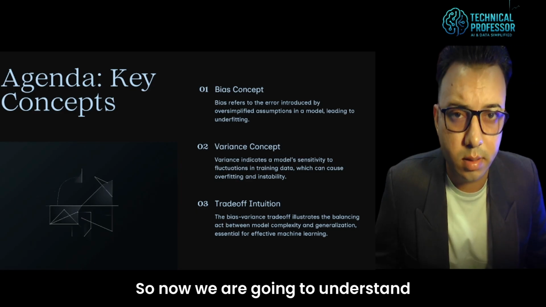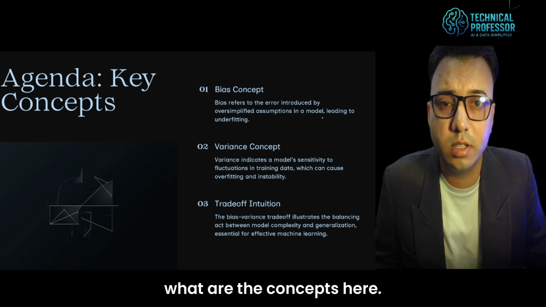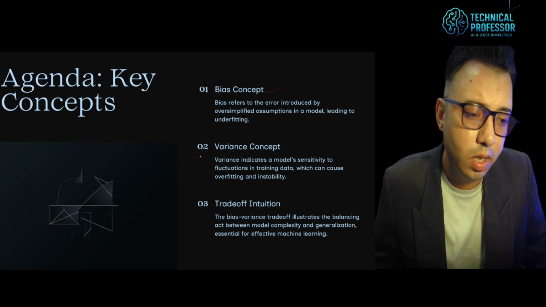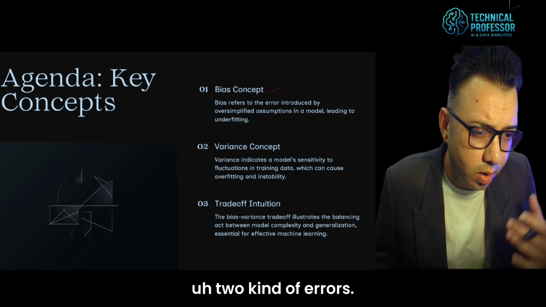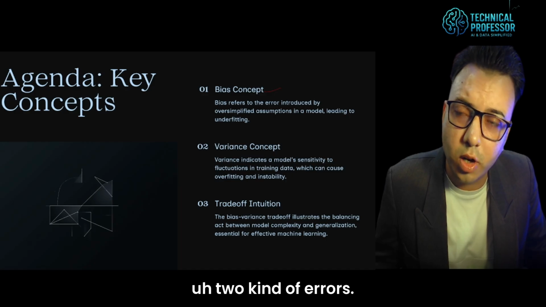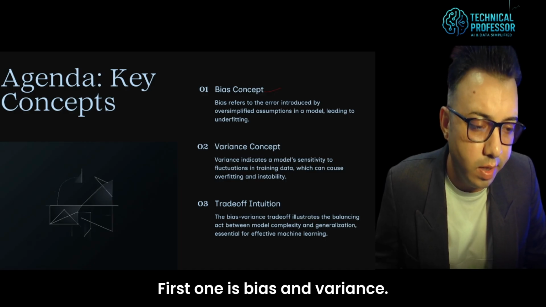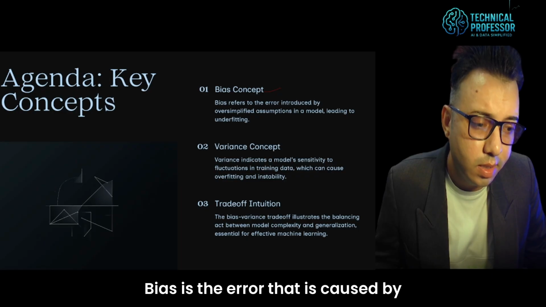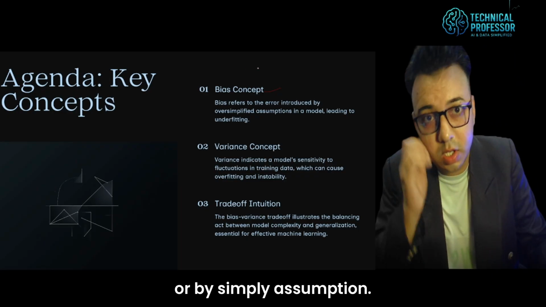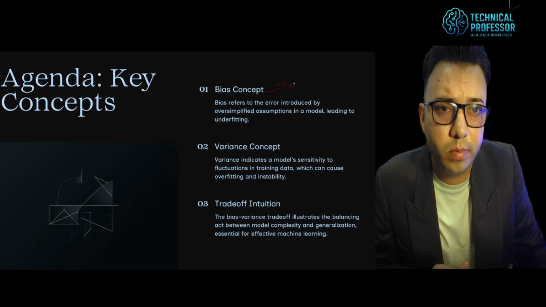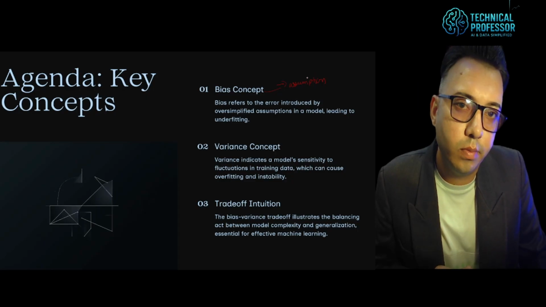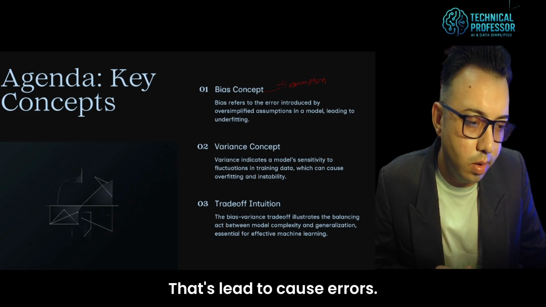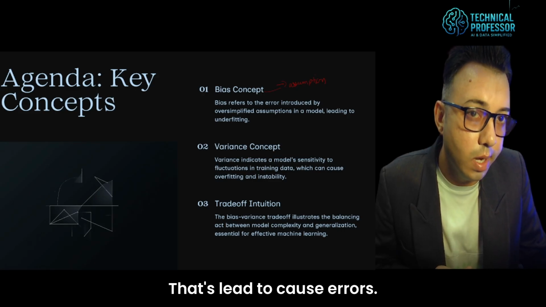Now we are going to understand the concepts. First is the bias concept. We need to understand two kinds of errors: bias and variance. Bias is the error caused by overly simple assumptions. For example, we assume something will be true, and that leads to errors.